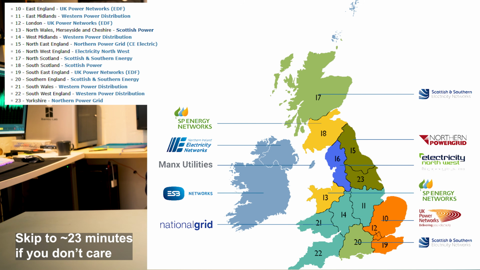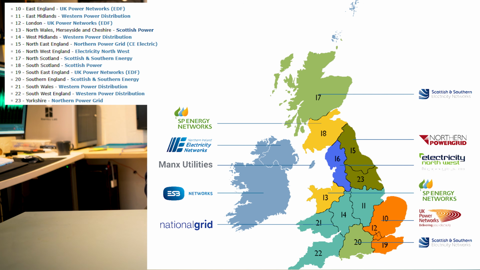The DNOs break each area down further, but for brevity I'll list the overall group. These are 10, 12 and 19 operated by UK Power Networks or UKPN, which is London, the South East and East Anglia areas. 11, 14, 21 and 22 are National Grid Electricity Distribution or NGED, which was formerly WPD or Western Power Distribution, and covers the Midlands, South Wales and South West.